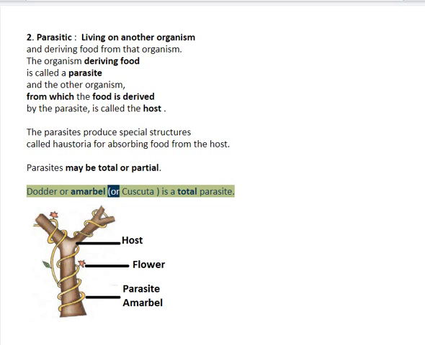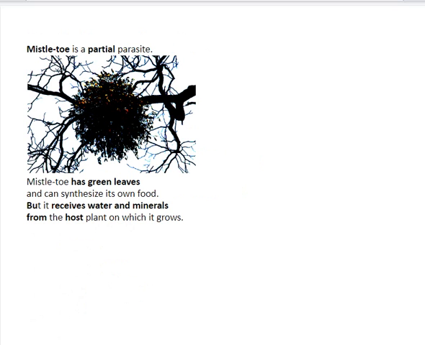Dodder, or amarbel, or cuscuta, is a total parasite. Mistletoe is a partial parasite. Mistletoe has green leaves and can synthesize its own food. But it receives water and minerals from the host plant on which it grows.